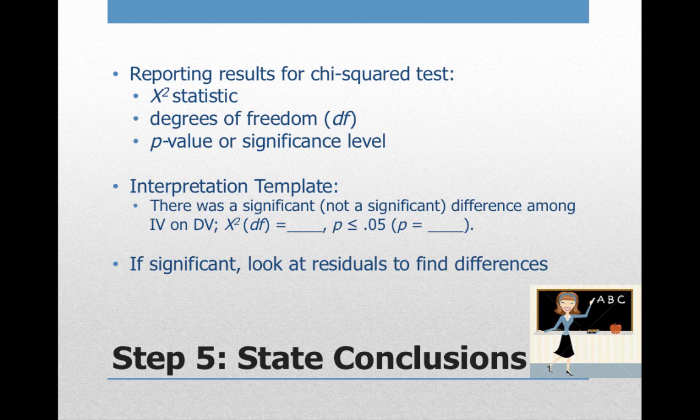So here's your template. There either was a significant difference among your IV on your DV, or there was not a significant difference among your IV on your DV. And then we're stating your chi-square test statistic immediately, followed by your degrees of freedom, and then your significance or your p-value. But then if it's significant, then we need to look at the residuals to actually find those differences and talk about those differences.